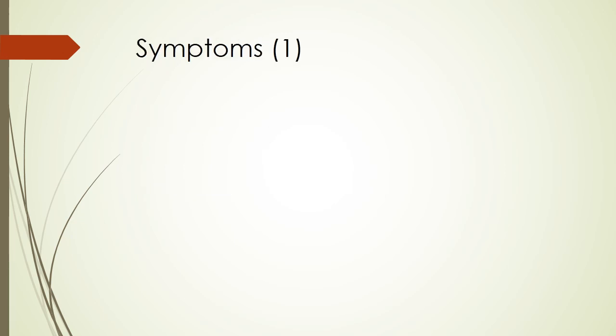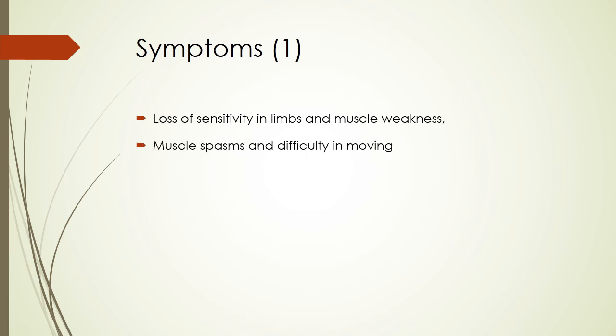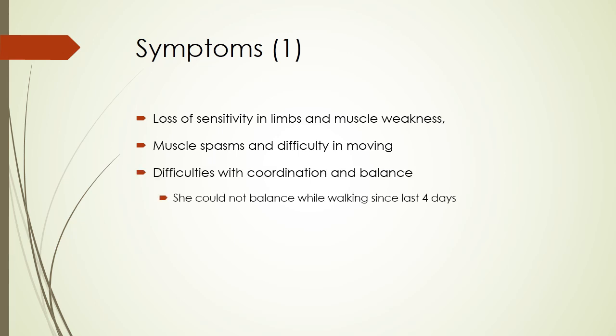Here is a list of symptoms. She had loss of sensitivity in her limbs and her muscles were very weak. She used to get muscular spasms and had difficulty moving around. She also had difficulties with coordination and balance.